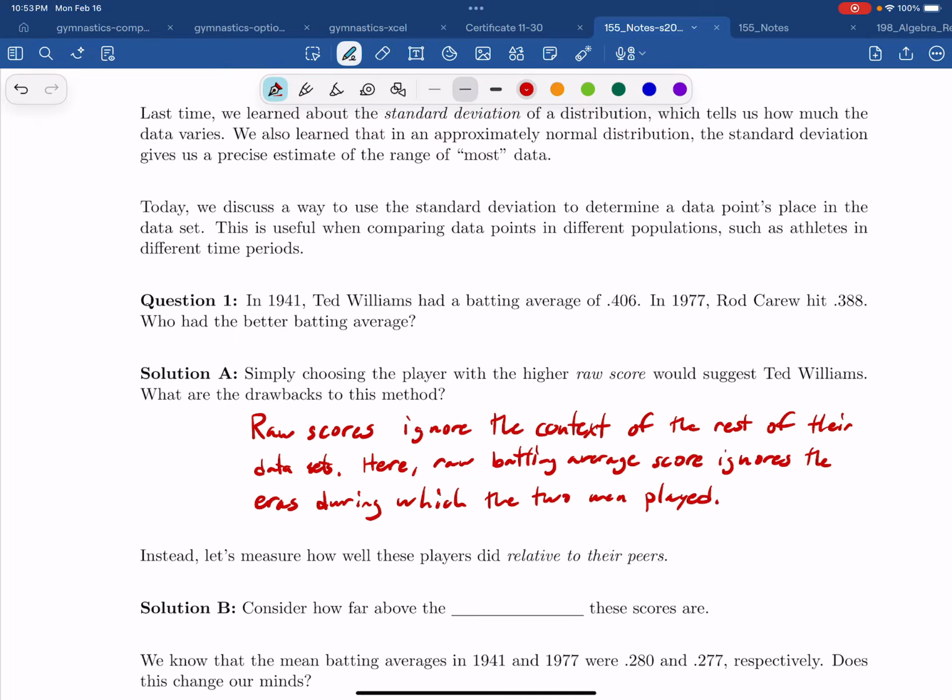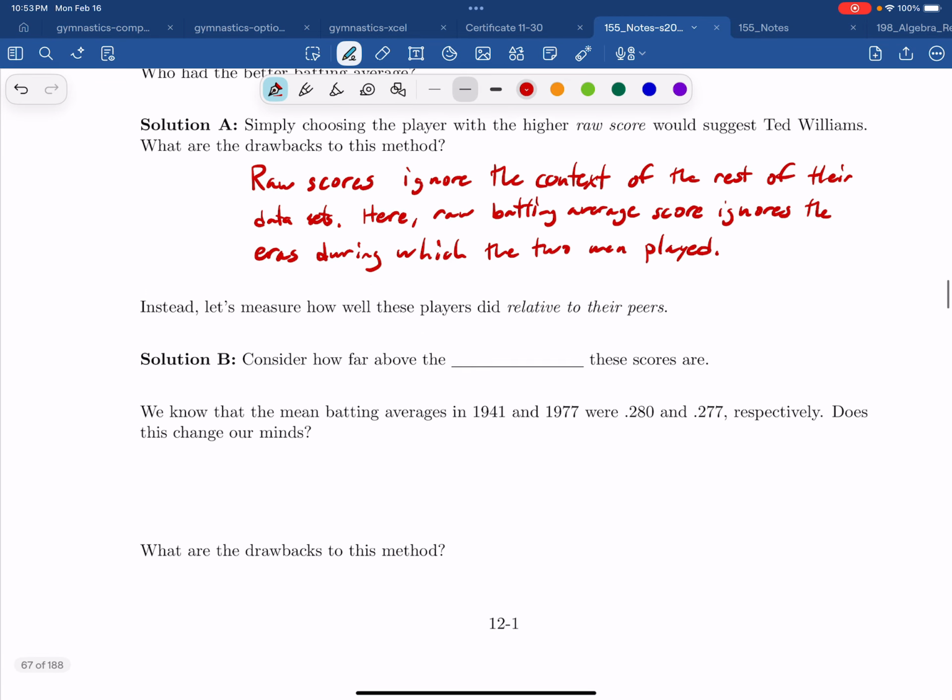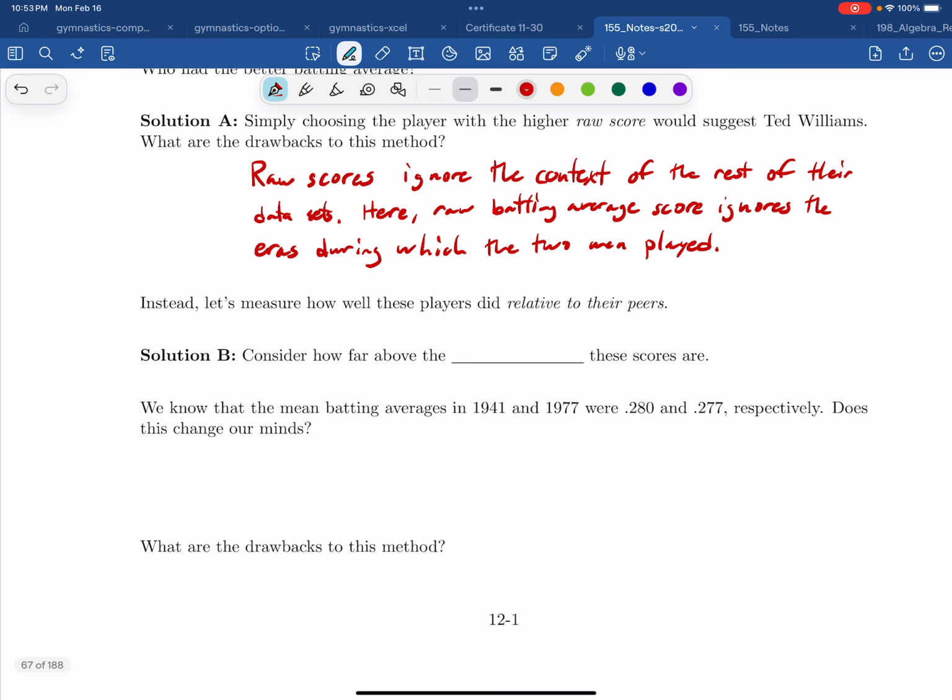Right, so for example, if Ted Williams played during an era where there were a lot of good hitters, and there were, then 406 may not be as impressive as a 388 batting average might be if, for example, in 1977, there weren't as many good hitters, which there weren't. So instead, let's measure how well these players did relative to their peers. Let's consider how far above the mean our batting averages are, right?